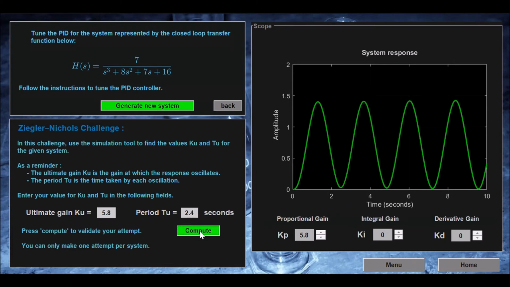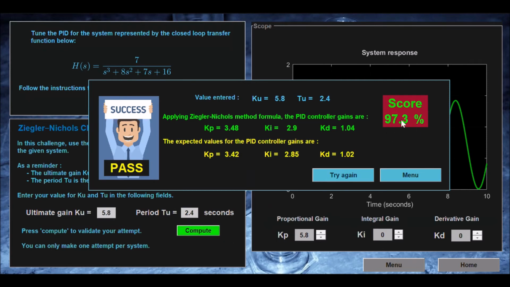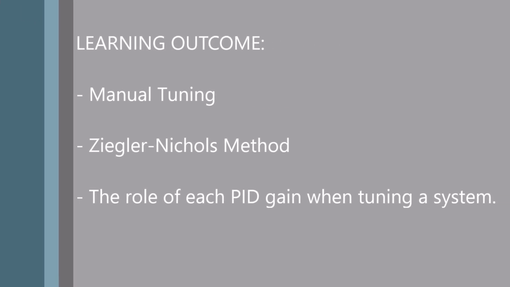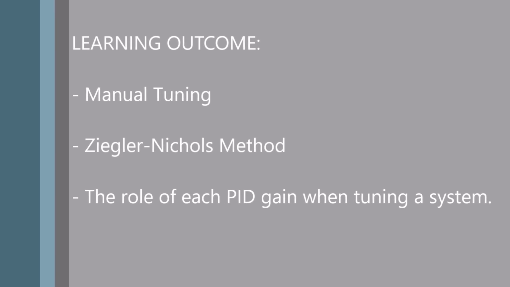So when computing, the system will calculate the Kp, Ki, and Kd of the system using our two inputs and compare it to the expected values. Here we get a high score of 97%. The learning outcome of this section is really for the user to understand what is tuning, and especially with these two methods, manual tuning and the Ziegler-Nichols method, and to have a good understanding of the role of each gain when tuning a system.